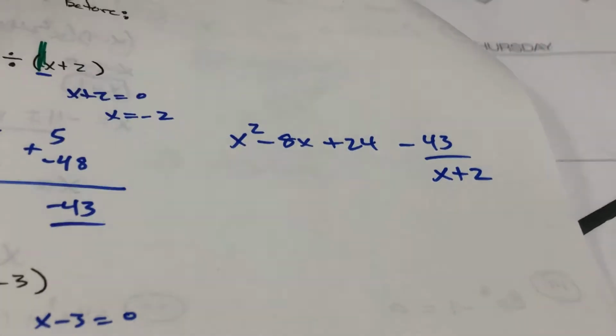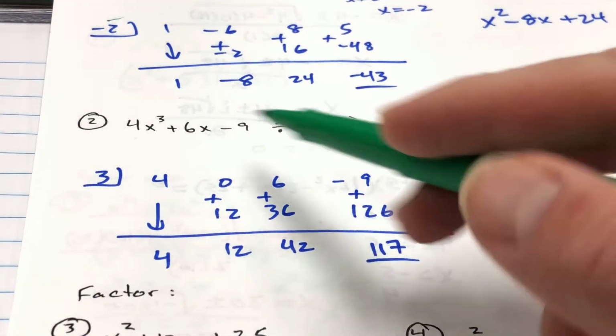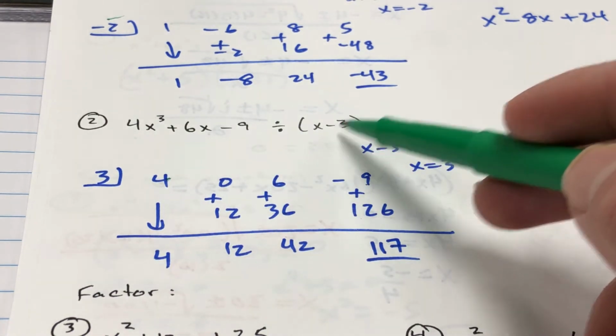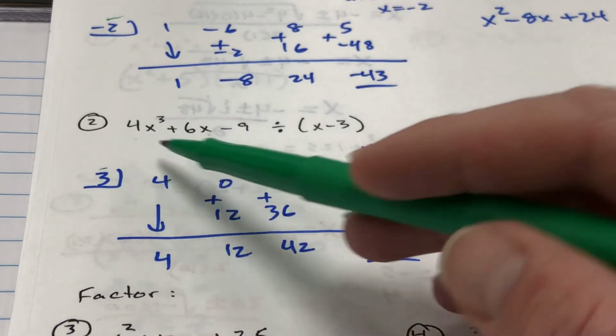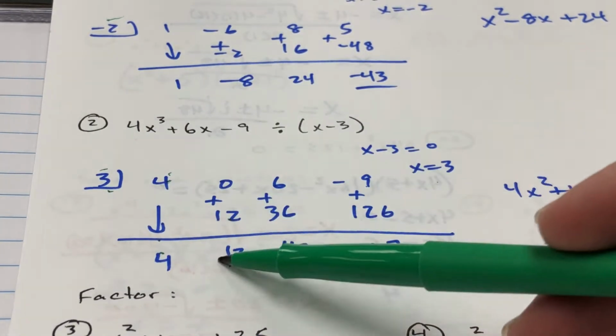On number 2, 4x to the third, 0x squared, 6x, negative 9. You set x minus 3 equal to 0. 3 goes in the cubby. Bring down the 4. 3 times 4 is 12. Add them up. 3 times 12 is 36.